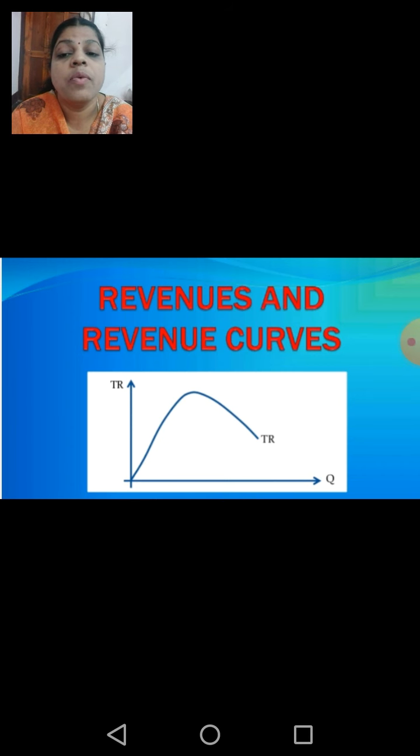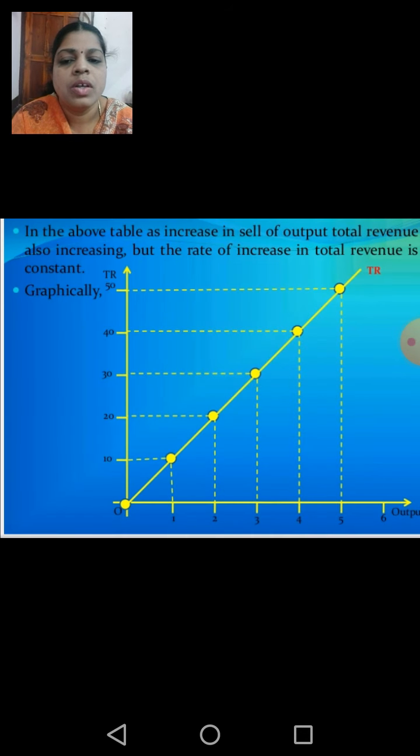So, we have discussed the derivation of the total revenue under the perfect competitive market. Next, we'll discuss how to derive the average revenue and marginal revenue curves under the perfect competitive market. Here, I told you about the total revenue, how to calculate it using the schedule. Here it is graphically presented.